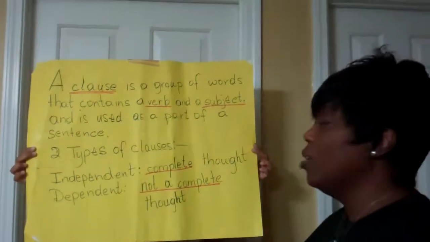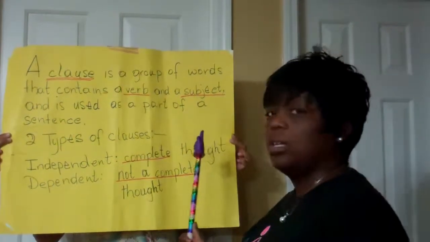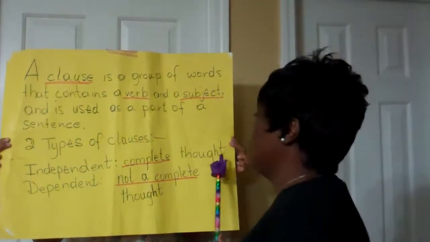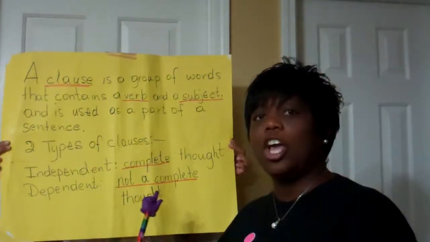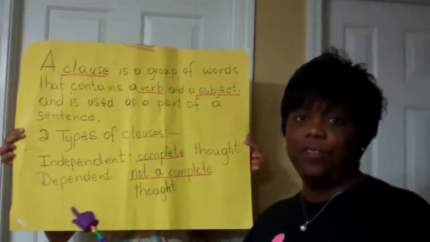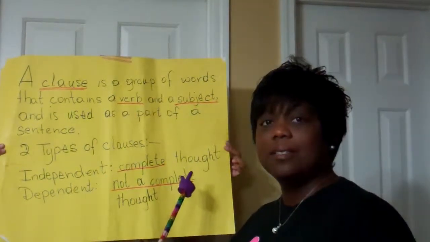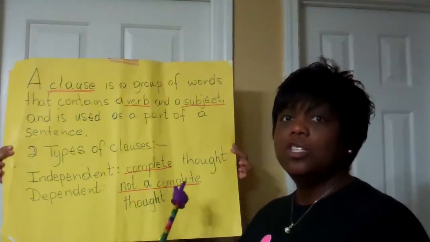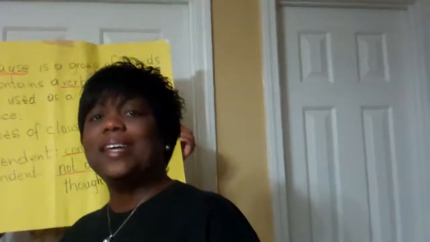An independent clause has a complete thought. It expresses a complete thought, while the dependent clause does not express a complete thought. Although they both have a subject and a verb, the independent expresses a complete thought and the dependent does not. So let me quickly show you some examples where we can identify the independent clause and the dependent clause.